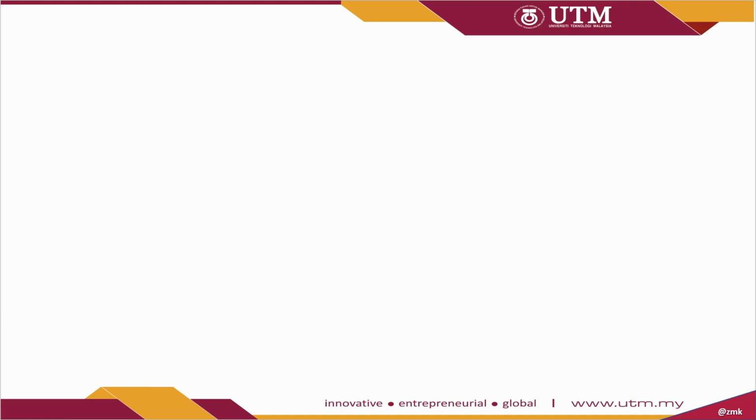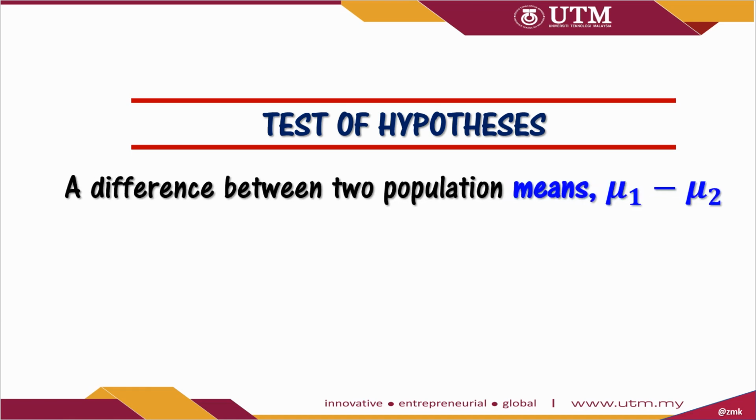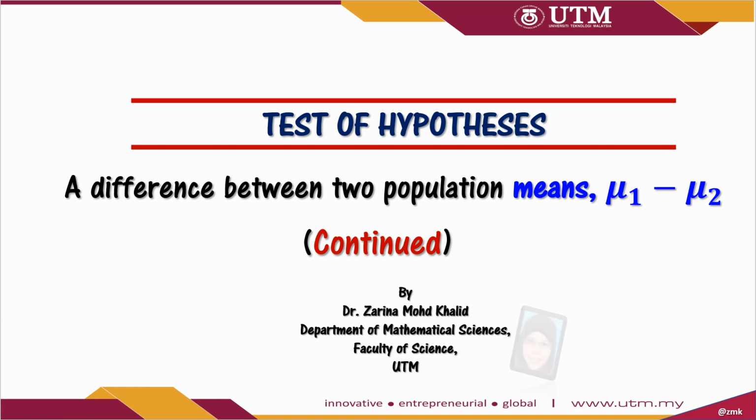In this video, I'm going to share with you a number of examples on how to perform statistical tests of hypothesis on the difference between two population means, mu1 minus mu2. Hopefully at the end of this video, you will get a clearer picture on this topic and be able to achieve all these topics' learning objectives. Let's proceed to the first example in the next slide.